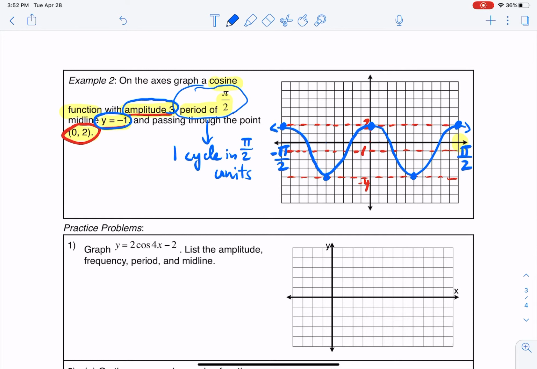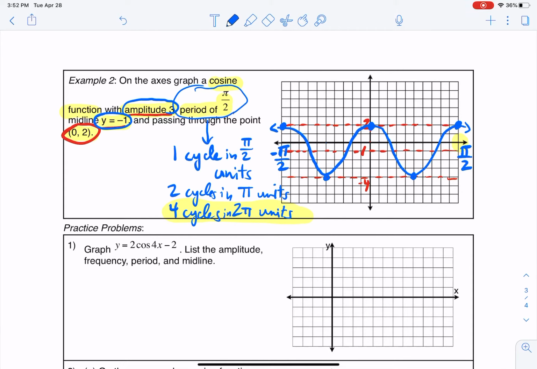Well, if we know that it goes through one cycle in pi over 2 units, one question might be, well, how much do we go through in pi units? Well, we go through 2 cycles in pi units. In 2 pi units, we would be going through 4 cycles. So notice I'm just kind of doubling it each time. So this is our frequency 4.